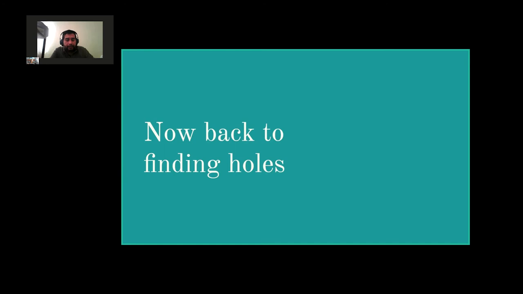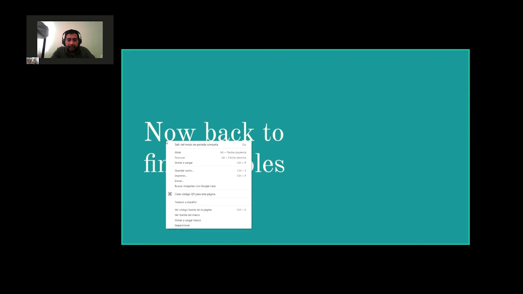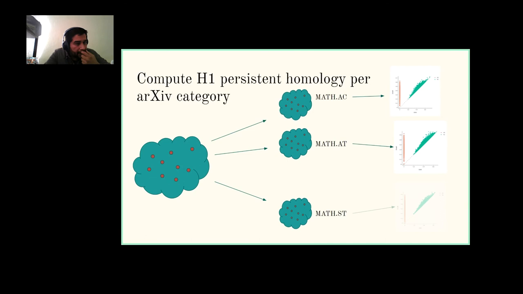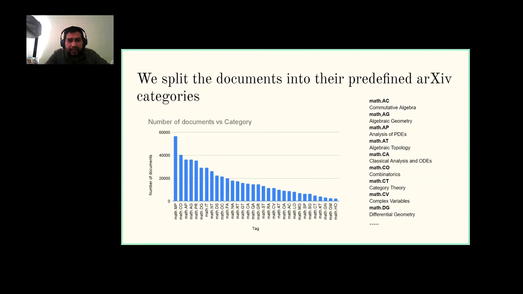Also, one of the things I was trying to do is to find holes in the whole structure, in the whole point cloud. But the whole point cloud of math documents is really massive. 400,000 documents is really hard to process. So I decided to split it into the sub-categories from ArXiv. Unfortunately, these categories are way imbalanced. We have categories with almost 60,000 documents, and other categories with almost no contributions at all.